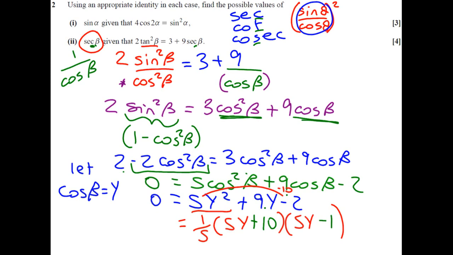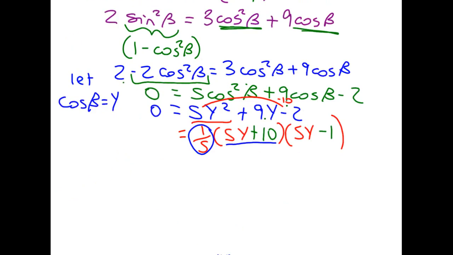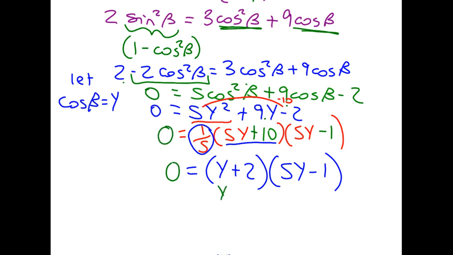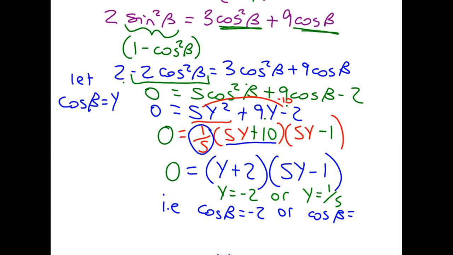Okay. Now the trick is that we can get rid of this fifth in one of the brackets from this bracket. So we divide this first bracket by 5, y plus 2, 5y minus 1. We solve this equal to 0. So that means that y equals minus 2 or y equals a fifth. Now let's remember what y stood for. Y stood for cos beta. So cos beta equals minus 2, or cos beta equals a fifth.